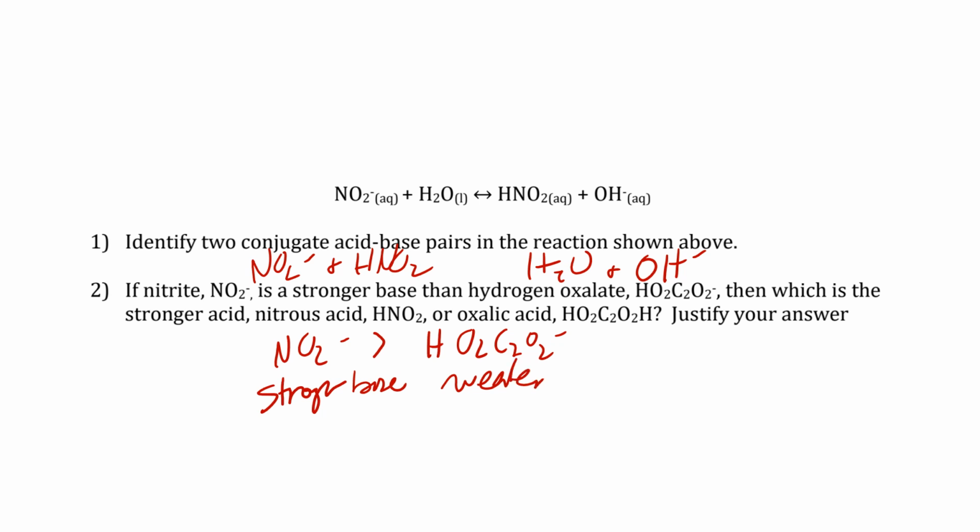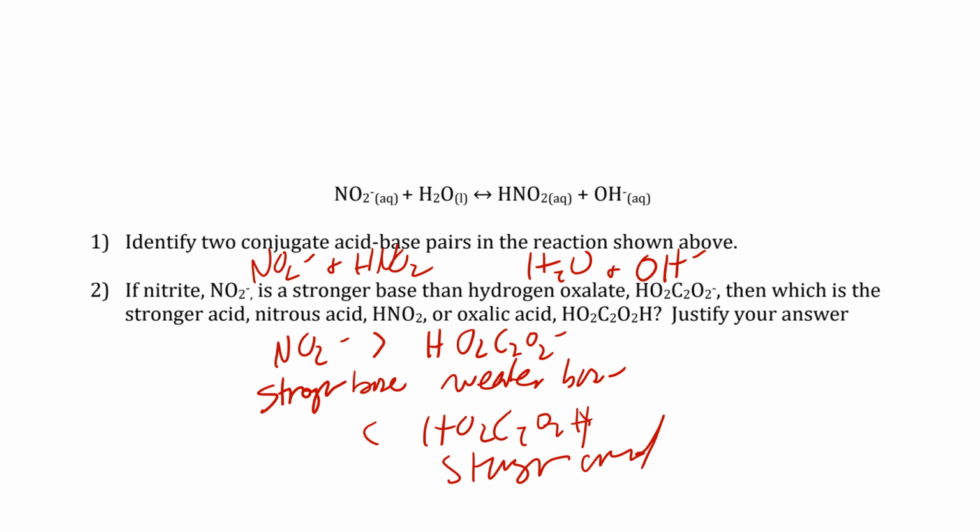So remember we said that stronger acids tend to produce weaker bases. So that means that HC2O4H, oxalic acid, is the stronger acid, and HNO2 is the weaker acid.